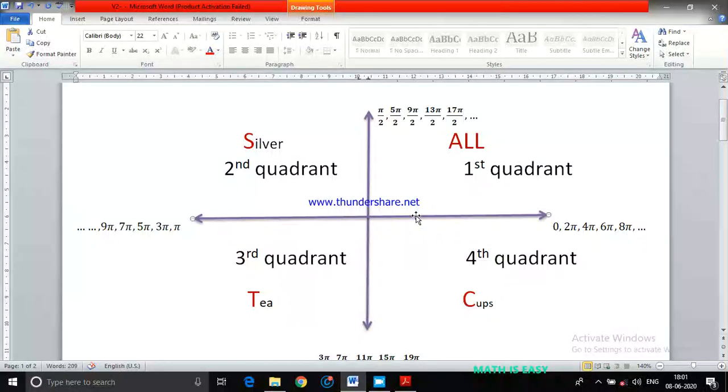Sin 0 is 0, sin 90 is 1, sin pi is 0, and sin 270 is minus 1. So sin values will keep on changing. If it is plus 1 here, it will be minus 1 here. If it is 0, then it also will be 0.